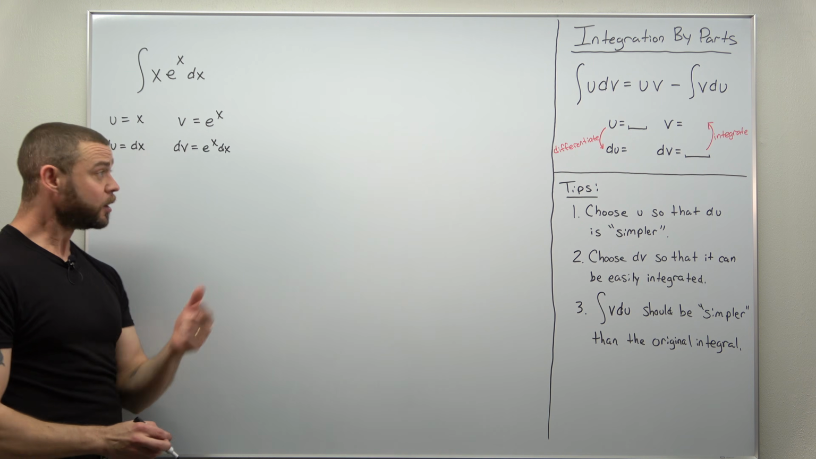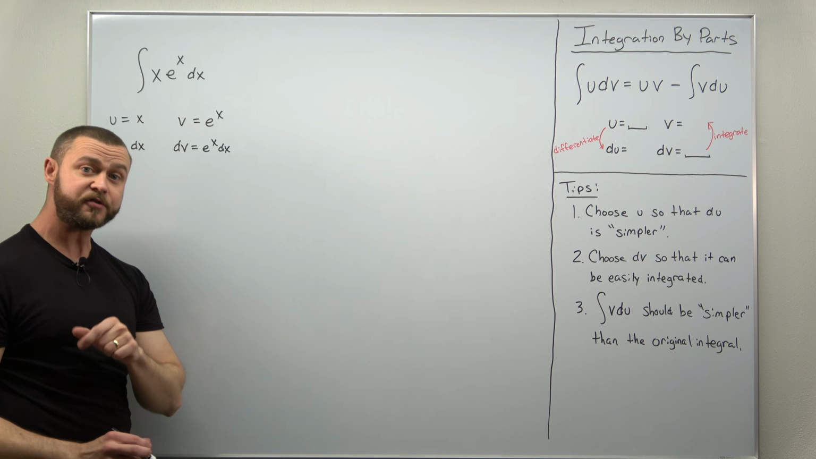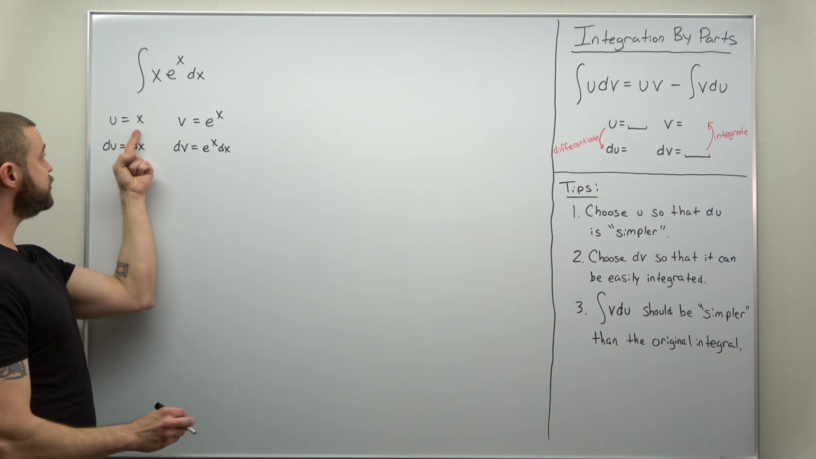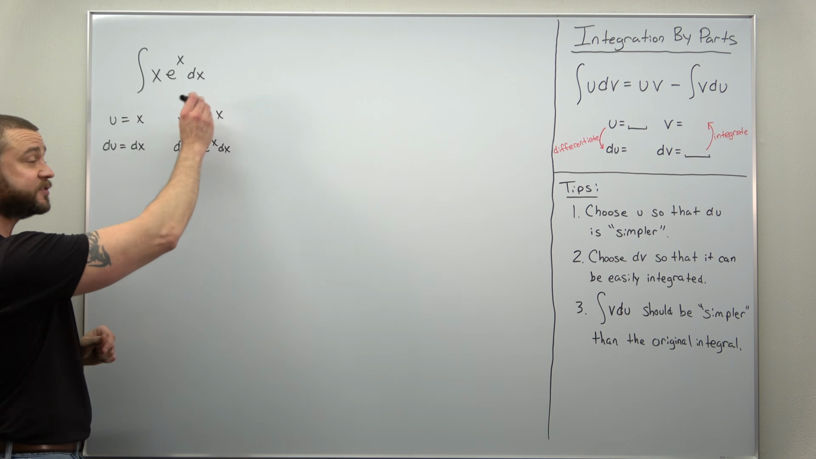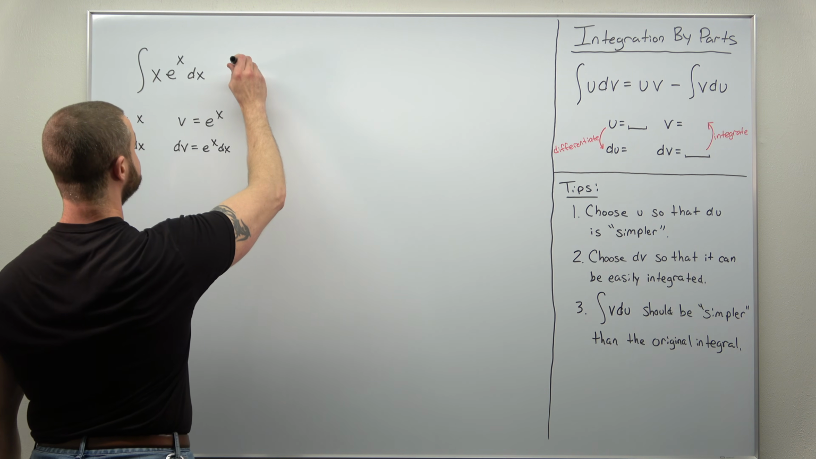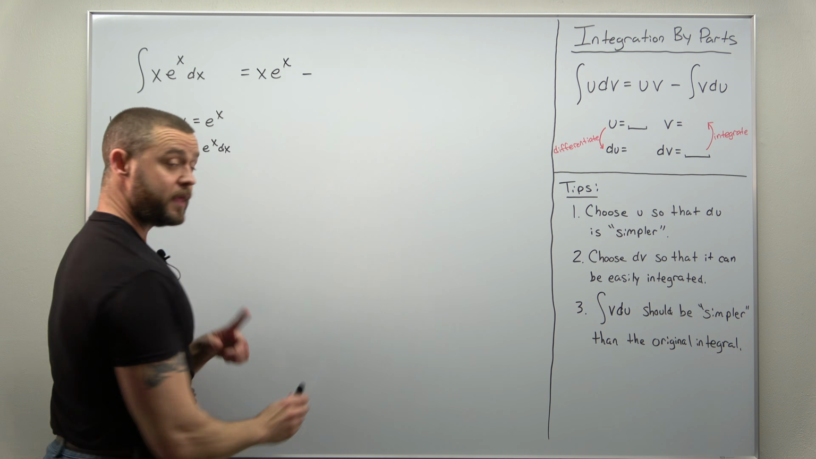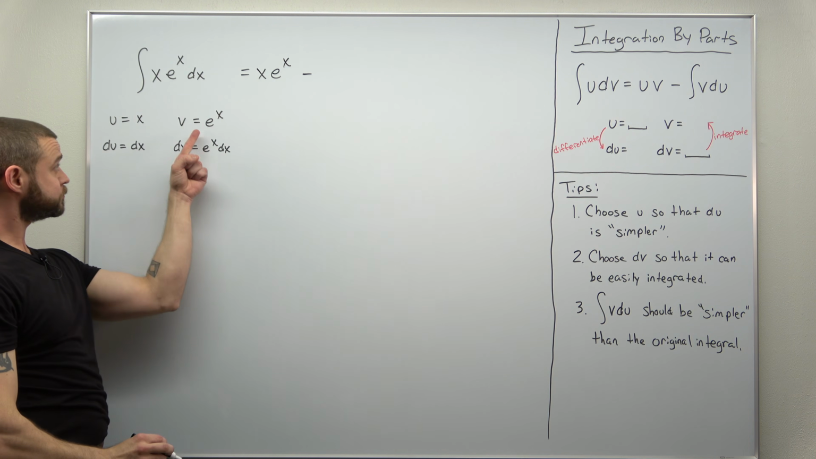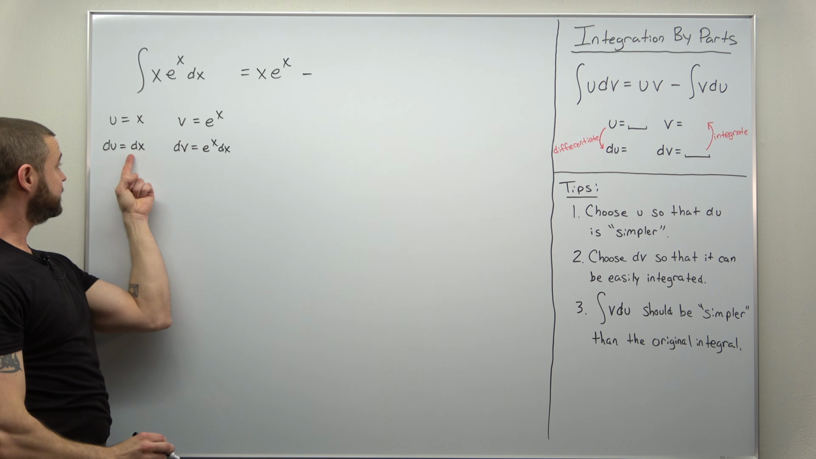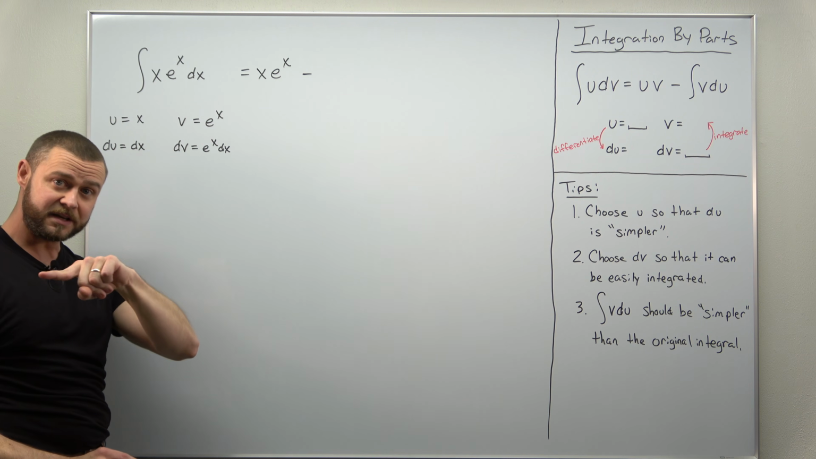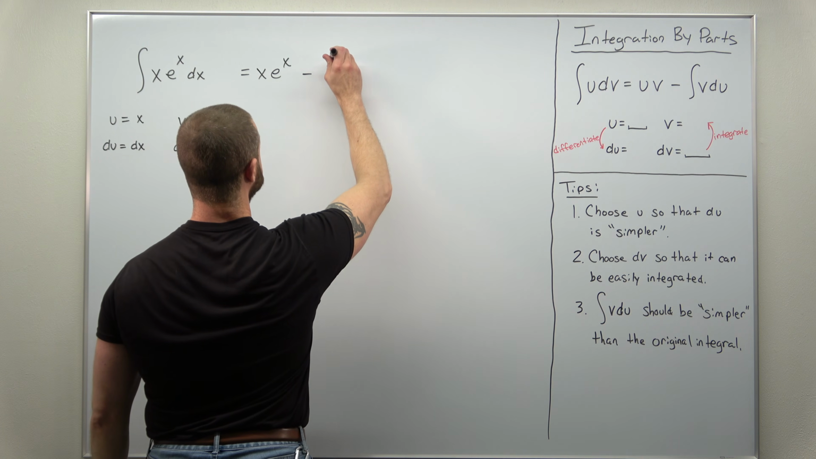All right, so from here, we just need to plug all this into our integration by parts formula. We get u times v, so x times e to the x. And then we have minus the integral of v du, so the integral of e to the x times dx.